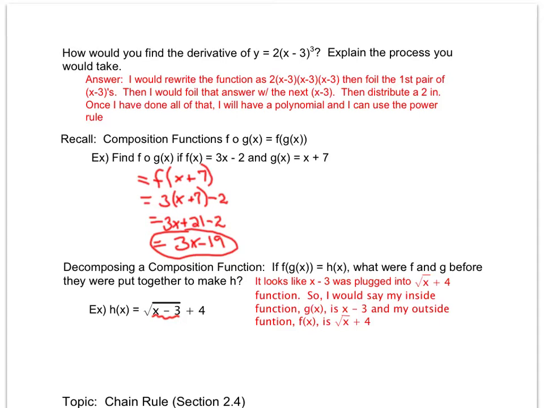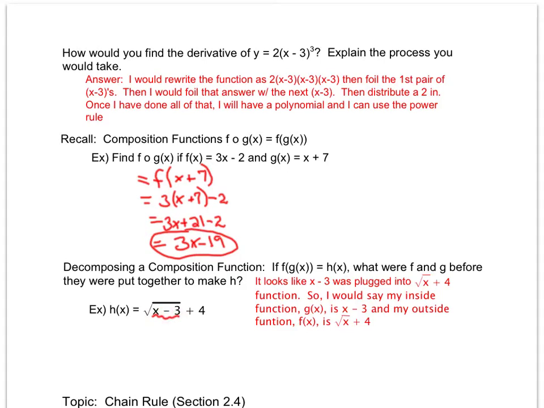And then on the third one, that's the one I want to spend a little bit of time on, decomposing a composite function. Notice I said that when I look at the function that I'm given, I ask myself what function could have been plugged in. Well, to me it looks like I could have plugged an x minus 3 in.